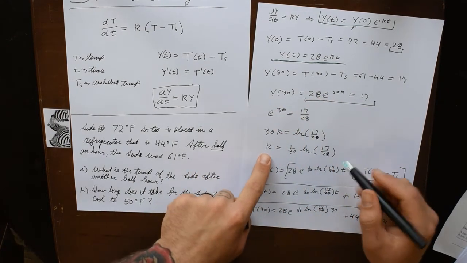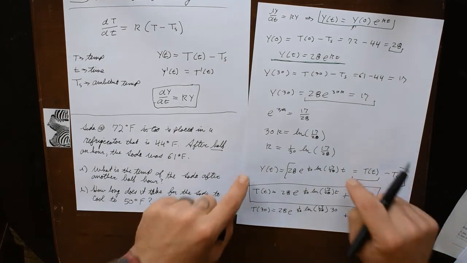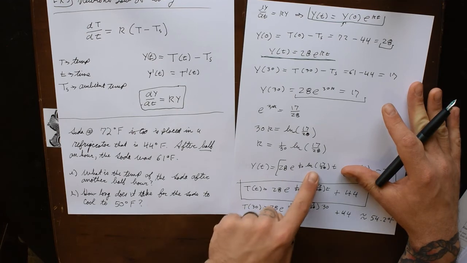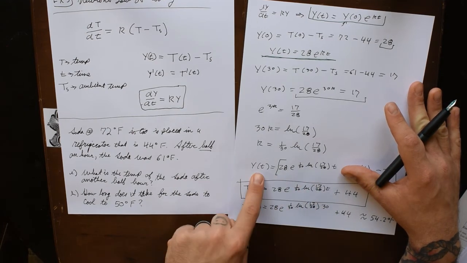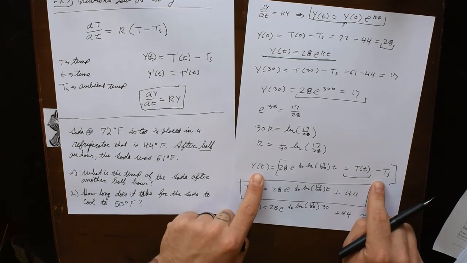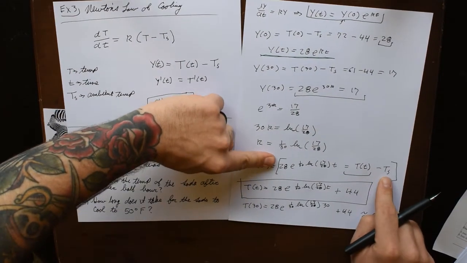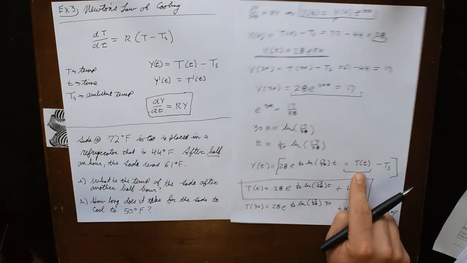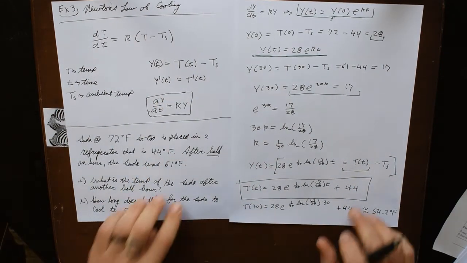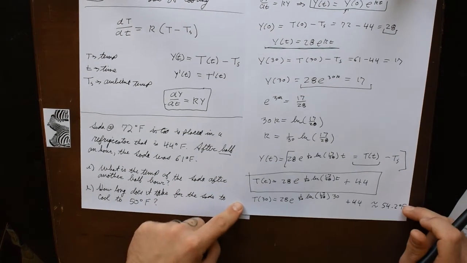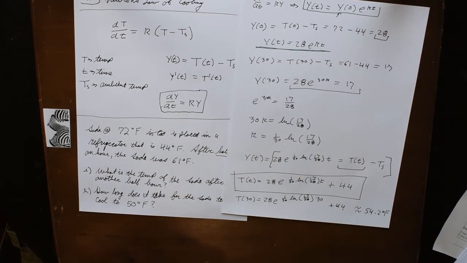Once we figure out what k is, we're able to plug it back into our model. Right here, y of t is equal to this thing. Now we've solved for k. But we know what y of t is. y of t is just T of t minus T sub s. So now looking here, we move T sub s over and get T of t by itself. So we kind of solve for T in a backward sort of way. Once we get to here, then we're plugging in 30.